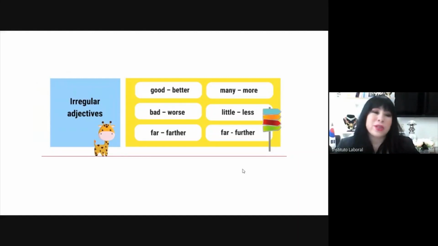But there are always troublemakers. Those are the irregular adjectives. They don't follow the rule, so they have a special word in the comparative form. The word good, the irregular comparative form, better. Bad is irregular, and the comparative form is worse. Far has two forms, farther and further. Many, more. Much, more. Little, less. So more and less are opposites. More means más, less means menos.